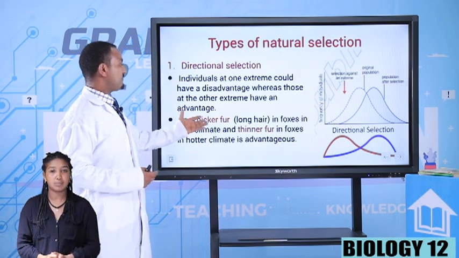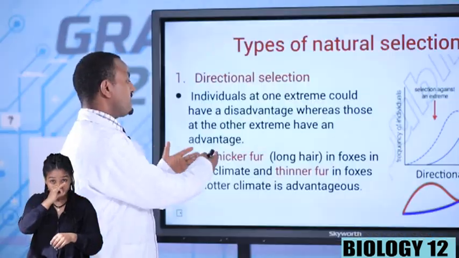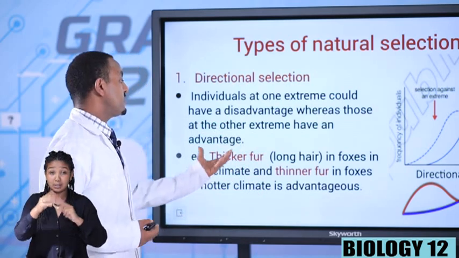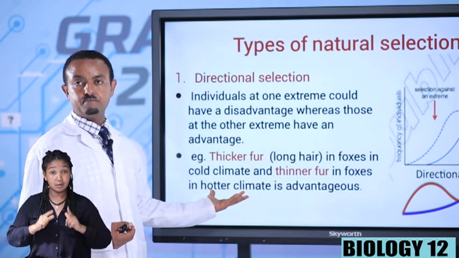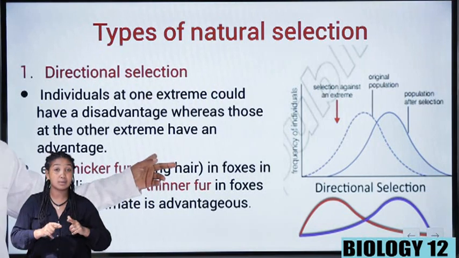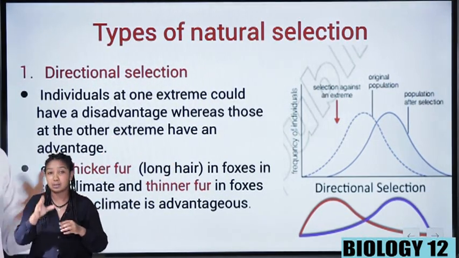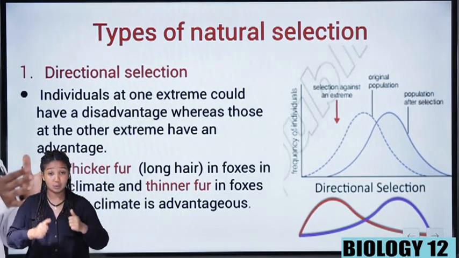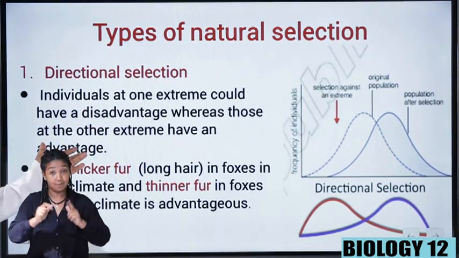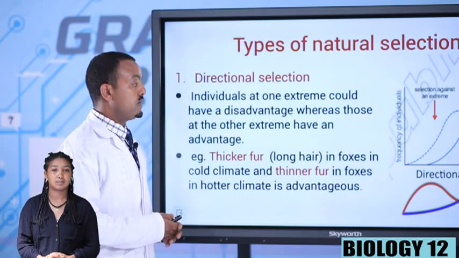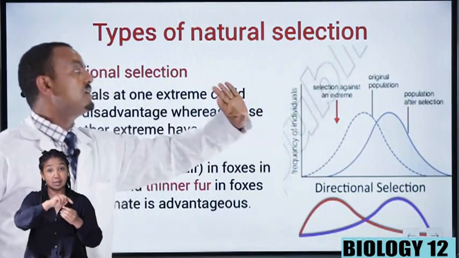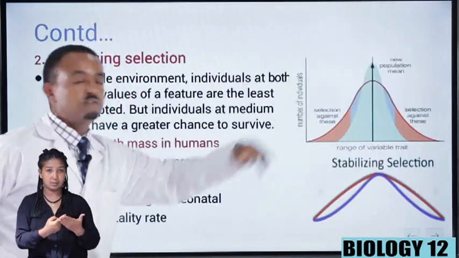For example, consider thicker fur or long hair in foxes. Thicker fur foxes live in colder areas in order to overcome the cold temperature, and thinner fur foxes live in a hotter climate. These foxes with thinner fur couldn't live in a colder area because they couldn't resist the extreme cold temperature. So organisms living in one extreme couldn't live in the other extreme because they didn't have the advantageous alleles. As you can see, this figure shows 2 extremes of climate. Organisms living in that climate cannot live in this climate, and vice versa.